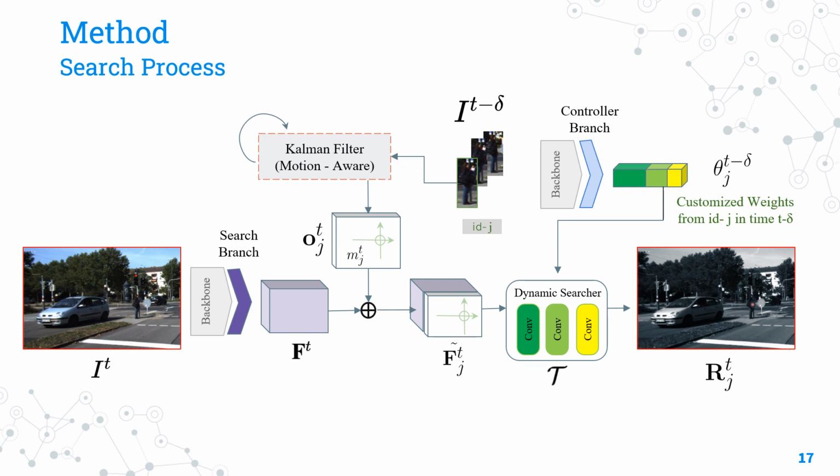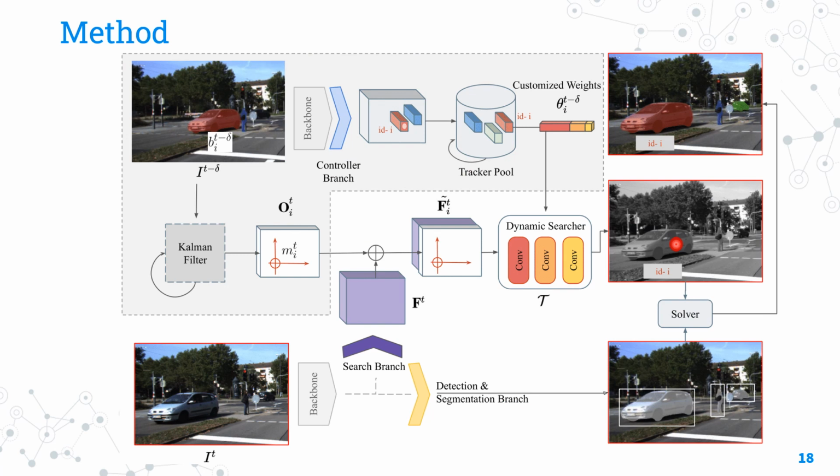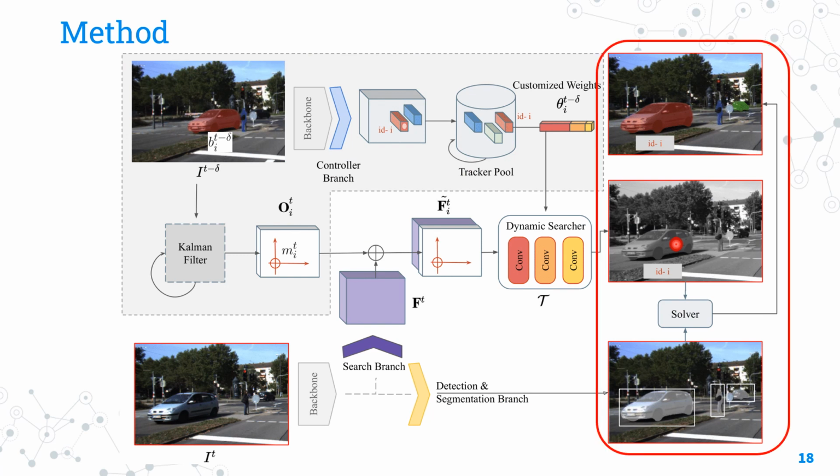This is another example with the object ID J in the previous frame. With different customized weight theta and the location M, we can generate different motion-aware features for the dynamic searcher to produce the target response map. Finally, a solver matches the boxes in the response map from the search branch and the candidate objects from the detection and the segmentation branch to resolve the association among objects.